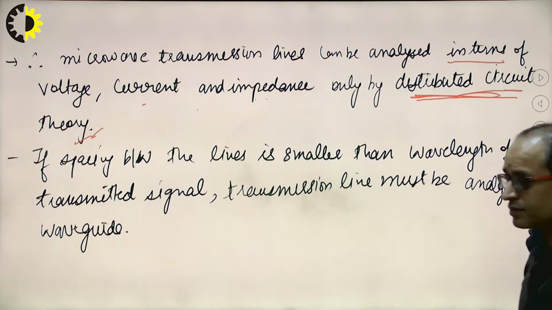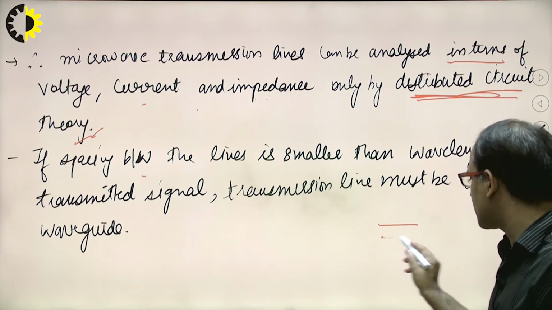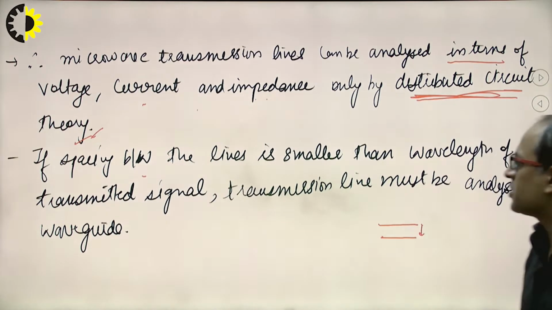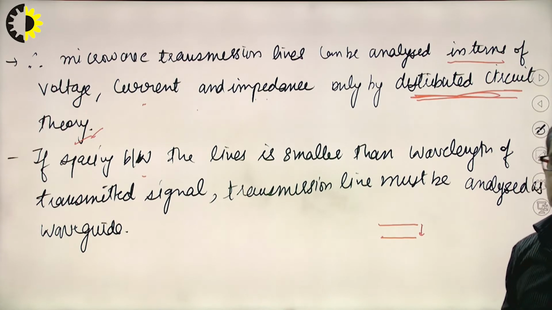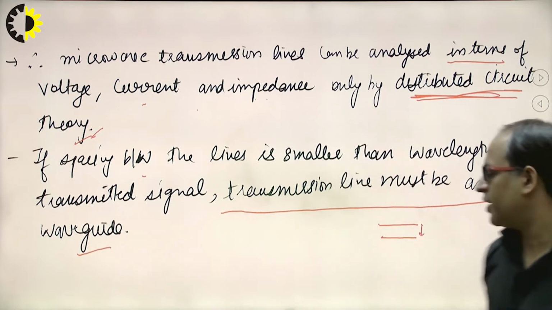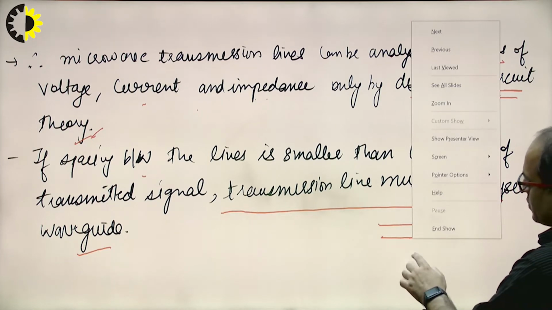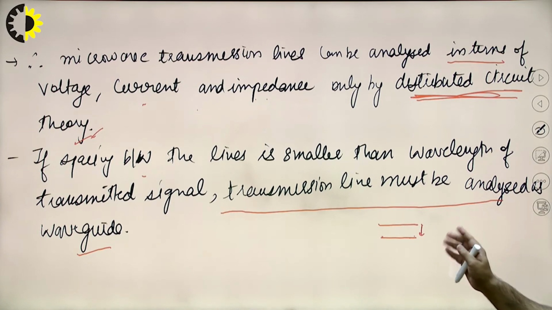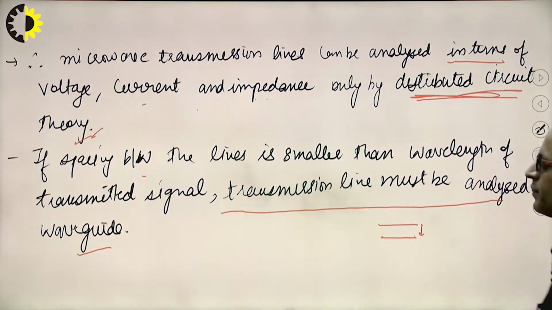Now see, if the spacing between the transmission lines, let's say this one is the transmission line, if the spacing between the transmission line is smaller than the wavelength of the transmitted signal, the transmission line must be analyzed as a waveguide. Meaning if the distance between these two conductors is very small as compared to the wavelength of the transmitted signal, then the transmission line can be analyzed as a waveguide, clear.